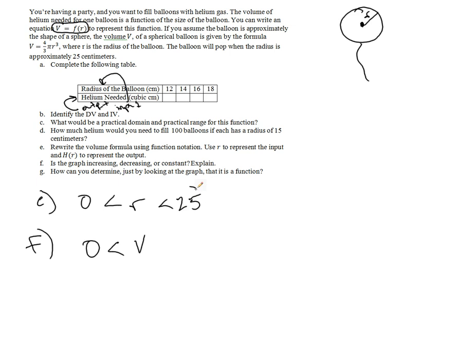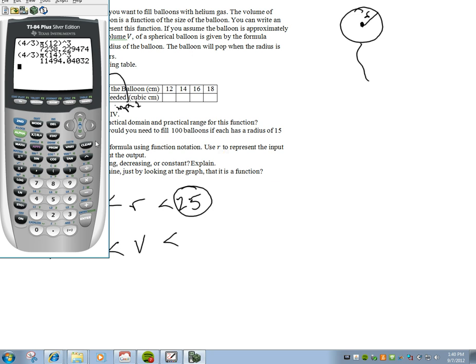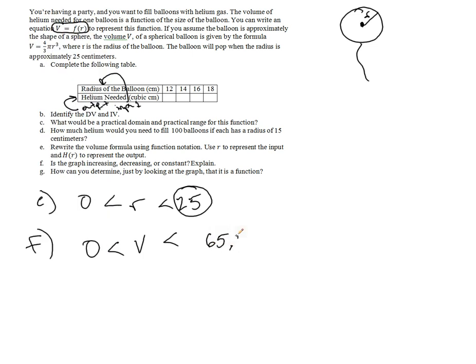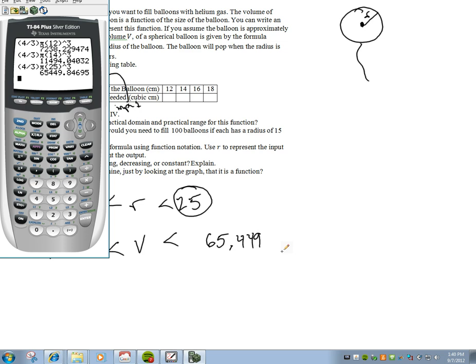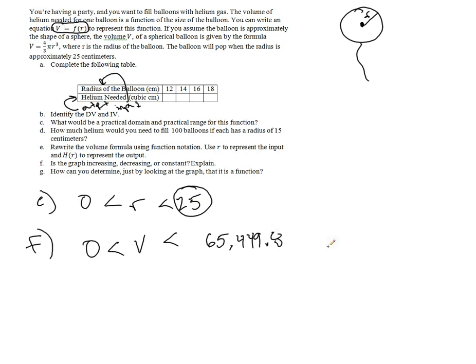And what's the biggest volume we'll have? It's going to be less than the volume corresponding to a 25 centimeter balloon. So I'll come in here and try to see what the volume is for 25 centimeters, and I find out that it's 65,449, we'll just round to one decimal place, 0.8 cubic centimeters.